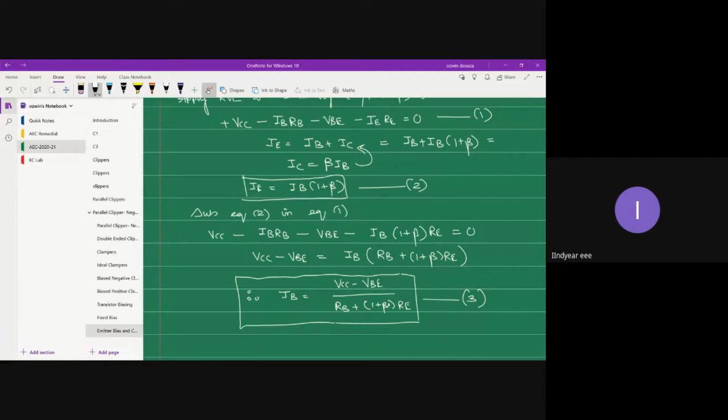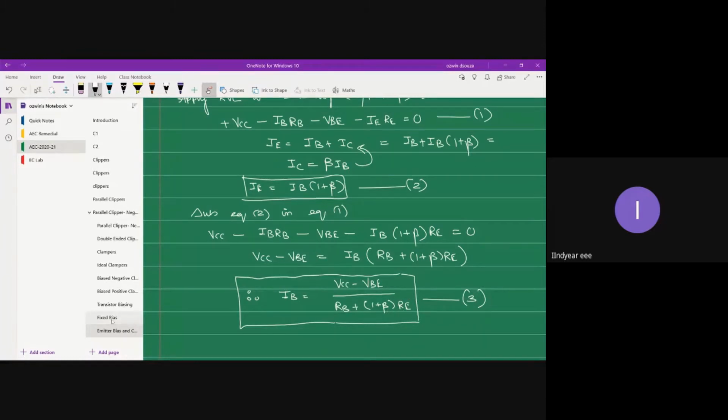You look at the denominator term. In the denominator term, the emitter resistance RE is getting reflected. The emitter resistance RE is getting reflected, and its presence is in the form of (1 plus beta) times RE.